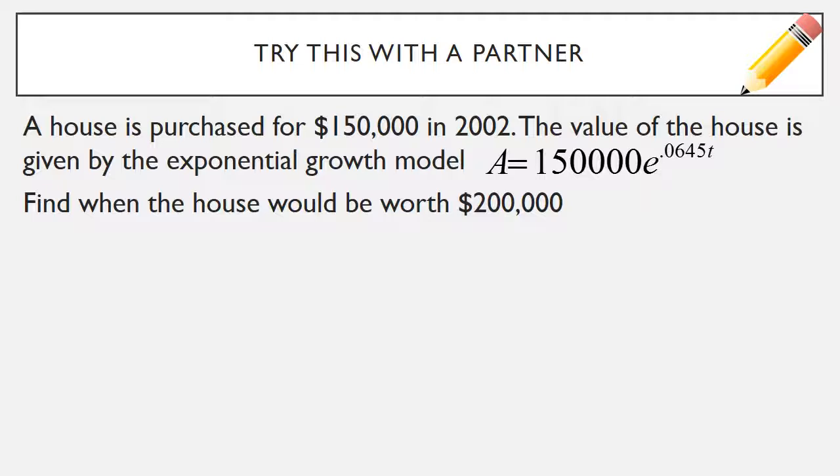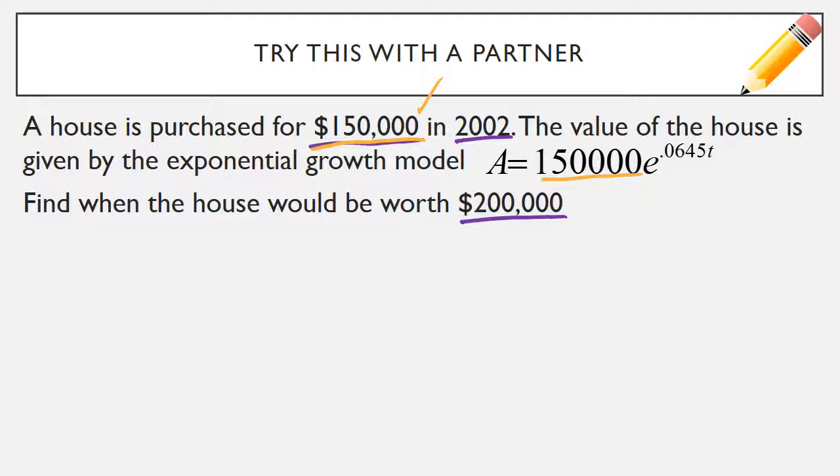My first suggestion is to underline each piece of information that you feel is important. I have a starting value of $150,000 in 2002. I am given the equation and I want to know when would it be worth $20,000. So as I take a look, the $150,000 amount is already in the formula, so that's taken care of.